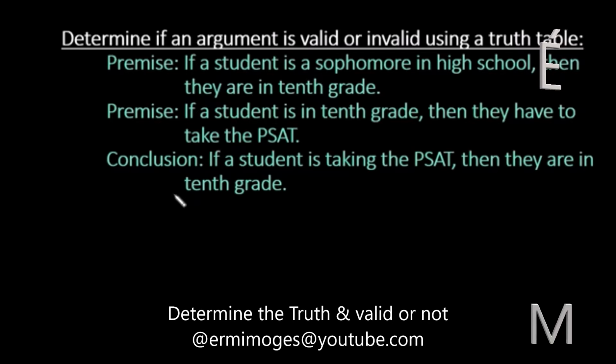For this video, what I want to do is show you how to determine if an argument is valid or invalid using a truth table. In order to be valid, at the end of the truth table, you have to end up with all true statements, which is known as a tautology. In order to be invalid, if you can show that it's false at any point, then it is going to be an invalid argument. Alright, so we have two premises followed by a conclusion.